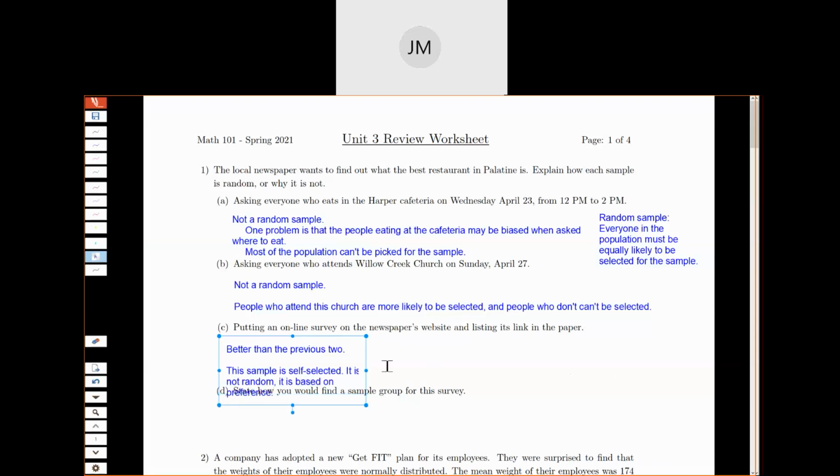Okay. So this one is a little bit more subtle, but it's not a random sample. Okay, so maybe I should highlight that part because it seems like I didn't write it right away. Okay. So out of these first three, these are not random samples. All right.